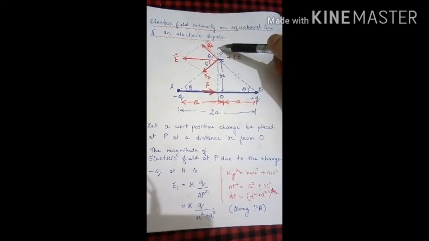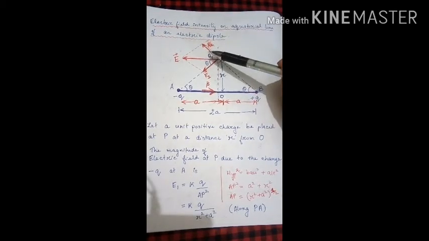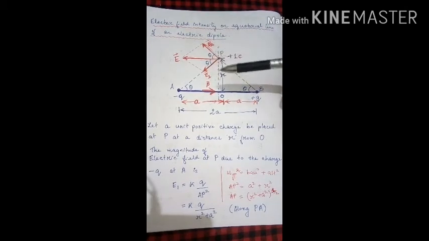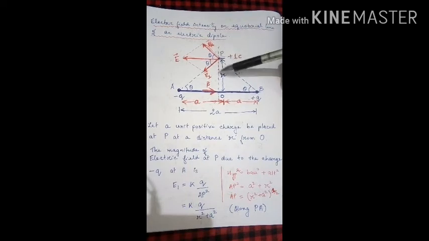We will come to know that the electric fields E1 and E2 are equal in magnitude. As a result, the electric field components along this direction and along this direction are the same, but they are in opposite directions.